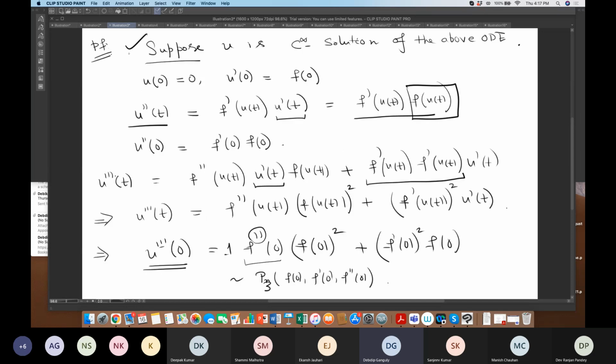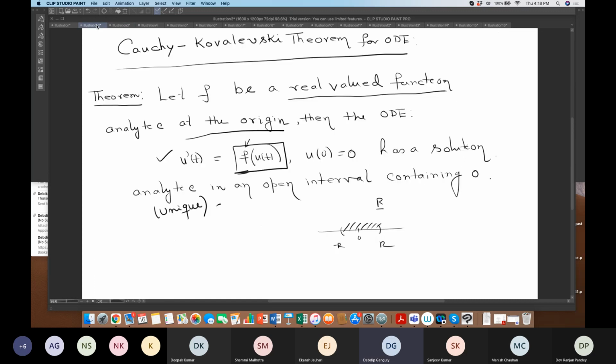Suppose U is a C infinity solution of the ODE. Uniqueness is always a local property. Okay, there is a unique C infinity solution of the above. Now we prove that this unique solution is in fact real analytic. So now we can restate the theorem as: we have a unique real analytic solution around 0. Clear? That is the Cauchy-Kovalevsky theorem.